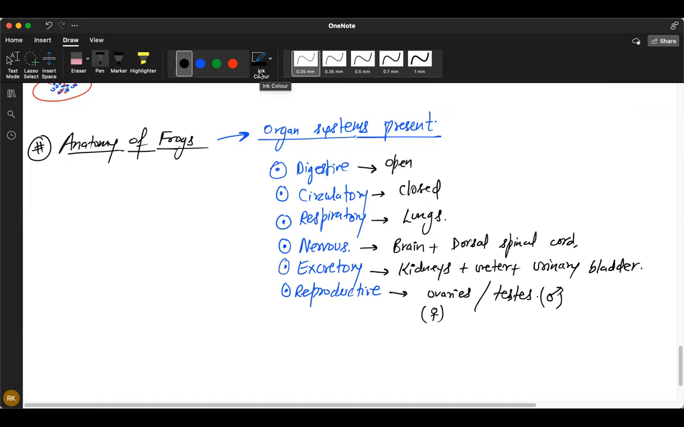Okay, is it clear, everyone? Perfect. So write down, they have small intestines because they are carnivores.